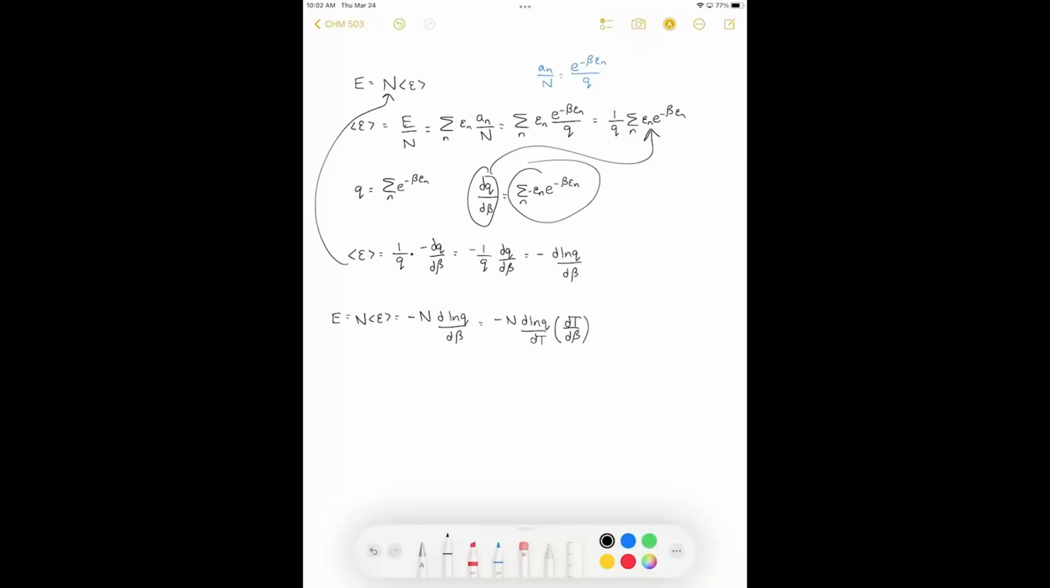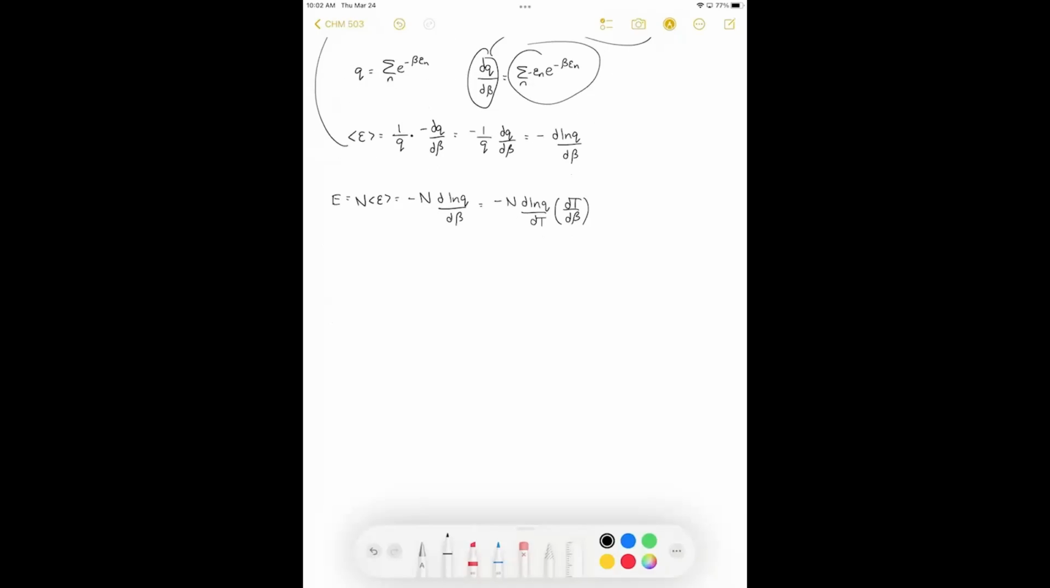And dT d beta, we can figure out what that is. If we take the derivative of beta with respect to T, that is the temperature derivative of beta, which is 1 over kT. So that becomes negative 1 over kT squared. So that means that dT d beta is negative kT squared. So we can also write that our energy is equal to n kT squared times the temperature derivative of the natural log of q. In some cases, it's easier to do a beta derivative. In some cases, it's easier to do a temperature derivative.